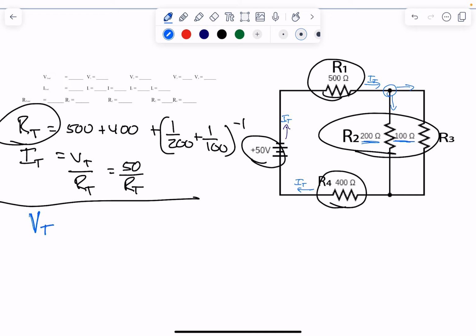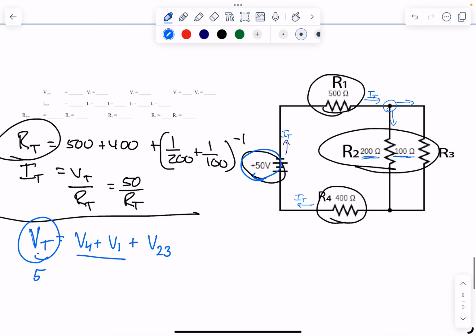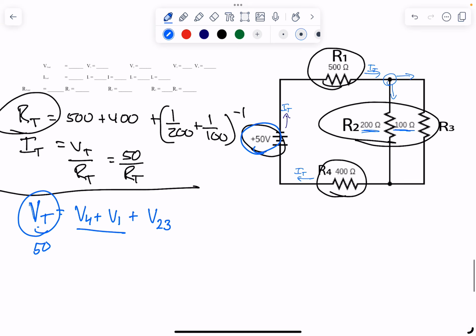So I want to find the voltage. We know the total voltage would be equal to V4 plus V1 plus, I'm going to call it V23. Now, how do I find V? Now, with this, of course, we know it to be 50, right? So then I would encourage you to find V4 and V1.